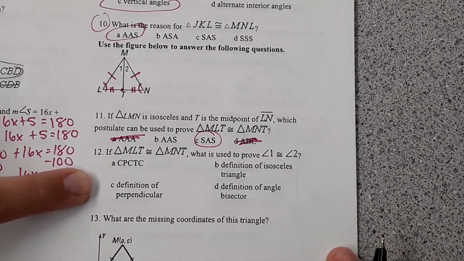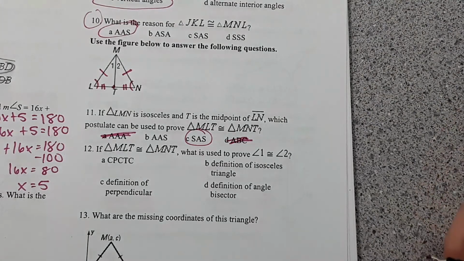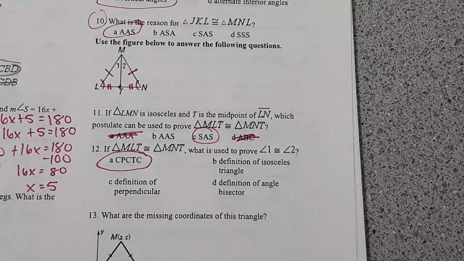12. If triangle MLT is congruent to MNT, what is used to prove angle 1 is congruent to angle 2? Corresponding parts of congruent triangles are congruent. Once you know the triangles are congruent, you can prove angles or sides are congruent.